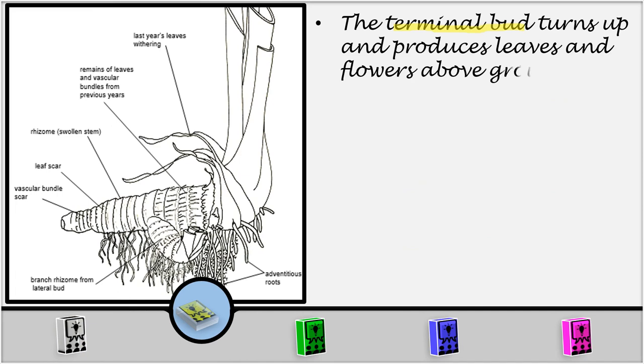The terminal bud will turn up and produce leaves and flowers above the ground. So we have the terminal buds. These terminal buds, what happens is that they turn up and face up. And when they turn and face up, they will produce now the leaves and the flowers above the ground level.